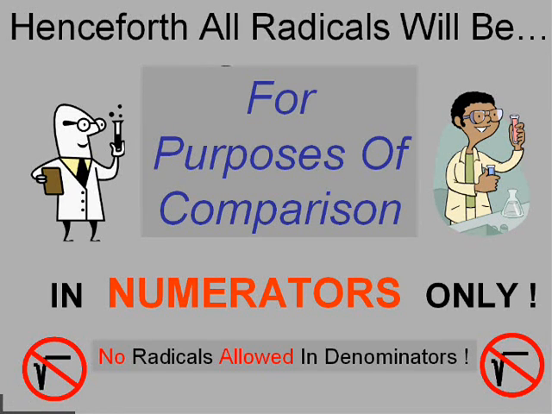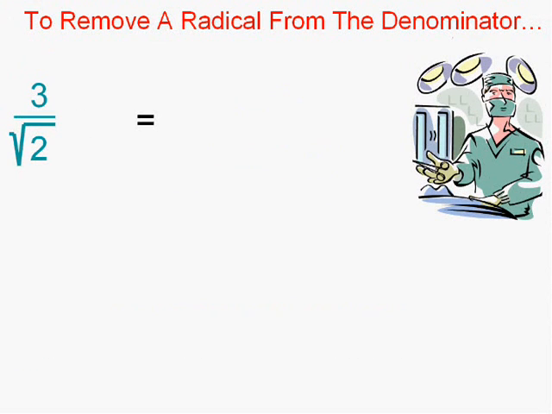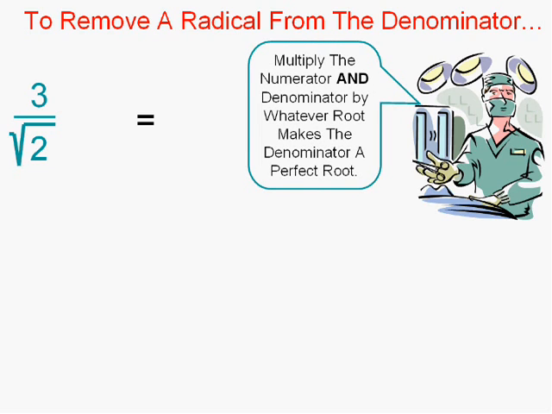Now, how do we do it? Pay attention, boys. I'll show you how it's done. It's not so bad. To remove a radical from a denominator, basically what we're going to do is multiply the numerator and the denominator by whatever root makes that denominator a perfect root. Then it won't be a root anymore.